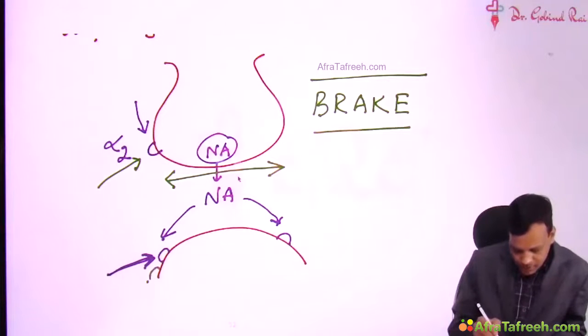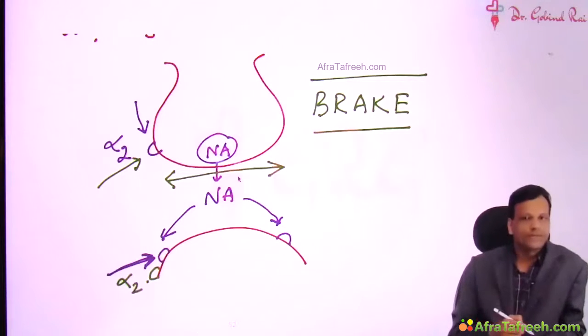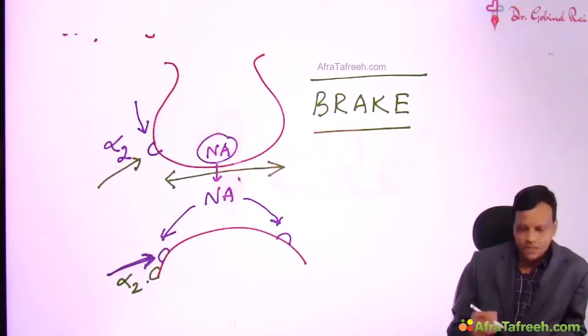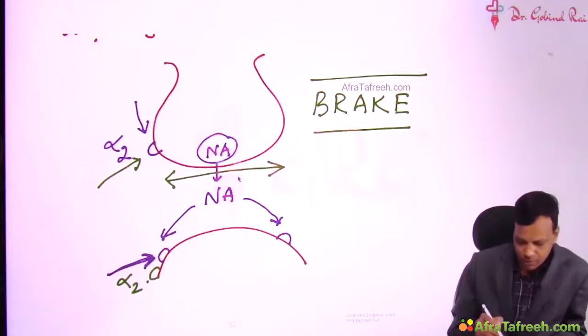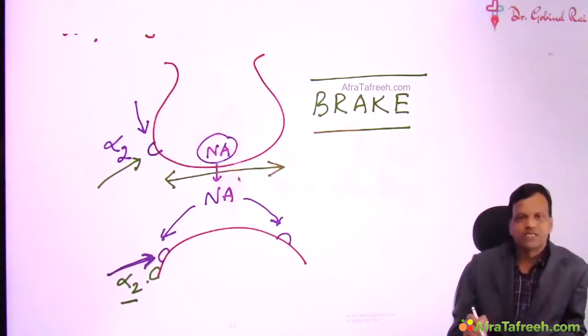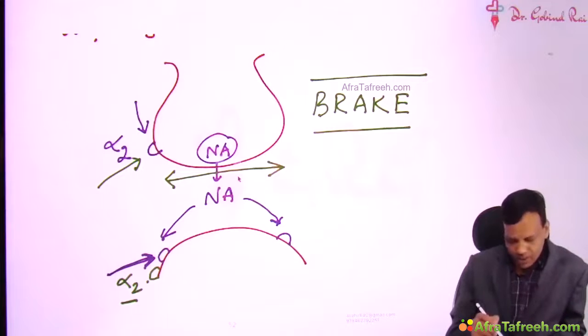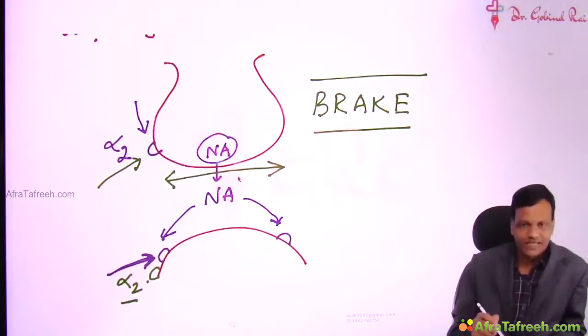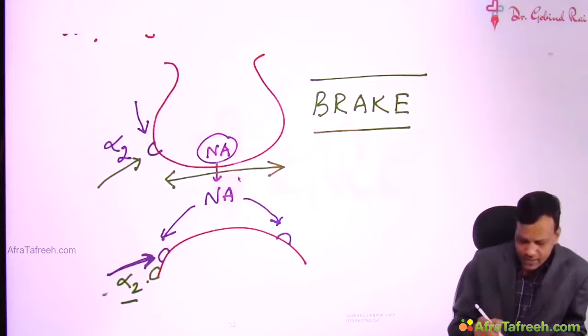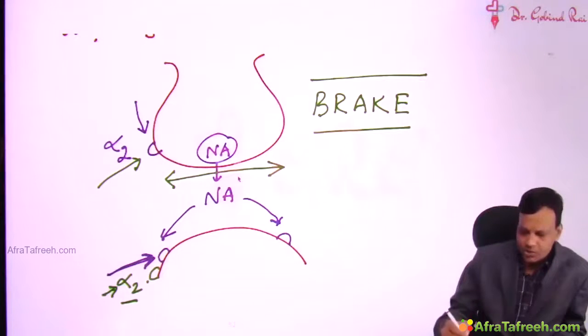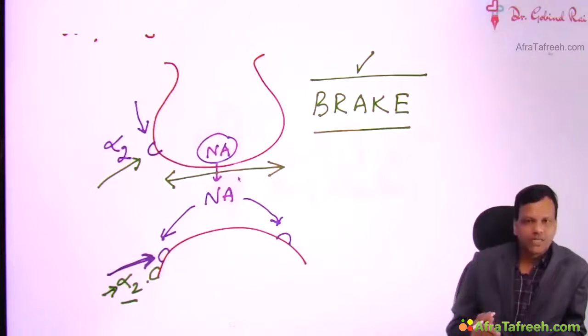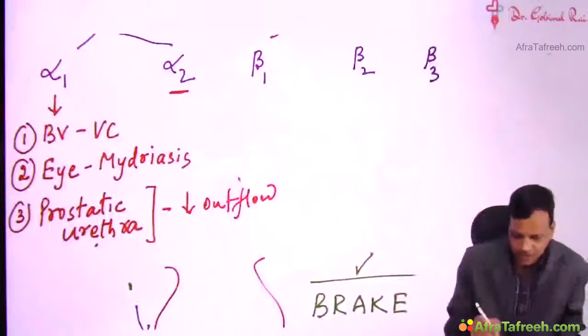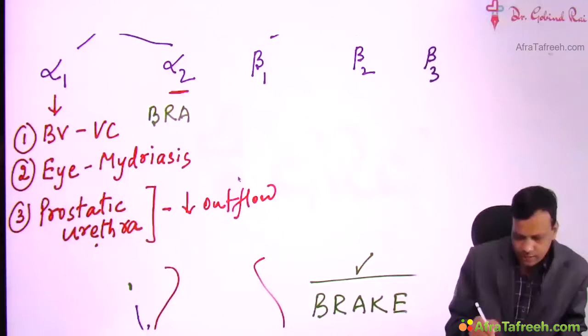Now there are some alpha 2 receptors present here also, postsynaptic. And the postsynaptic alpha 2 receptors are indistinguishable from alpha 1 receptors. That means postsynaptic alpha 2 will work like alpha 1. If postsynaptic alpha 2 receptor is present in the blood vessels, they will cause vasoconstriction. If postsynaptic alpha 2 is present in the eye, they will cause mydriasis. So you can simply remember postsynaptic alpha 2 is equal to alpha 1. But they are very few, so no need to remember. Mainly you need to remember their action as a presynaptic receptor, and they act like a brake. So alpha 2 receptors, their main function is to act like a brake.